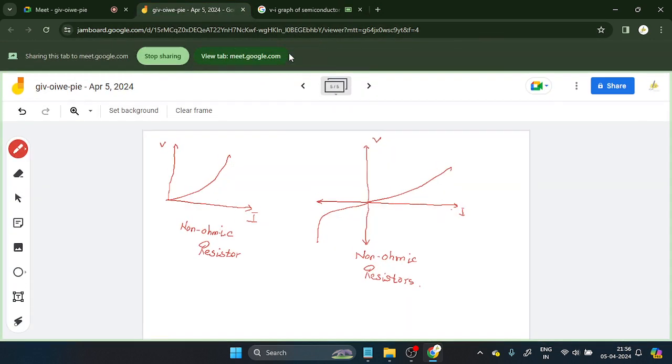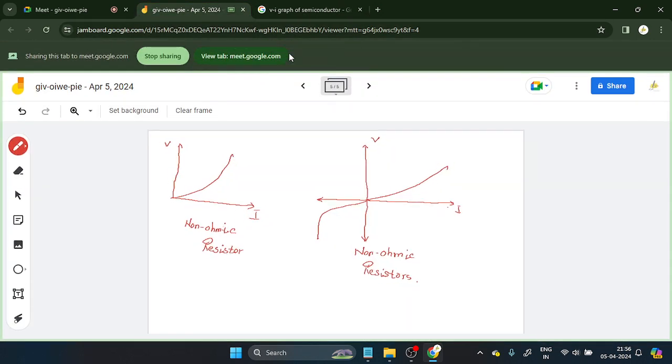All right, so now let's move ahead. This is actually what happens when you draw with the pen. It is going to come like this when you draw with the pen. See, like this. Okay, now clear what are non-ohmic resistors?